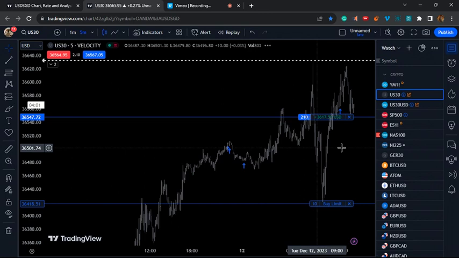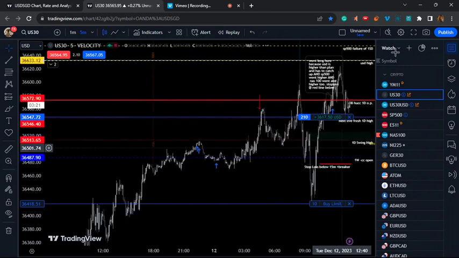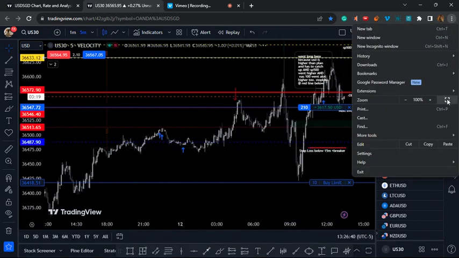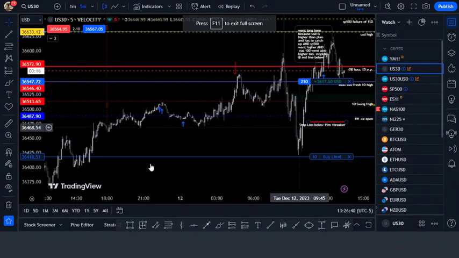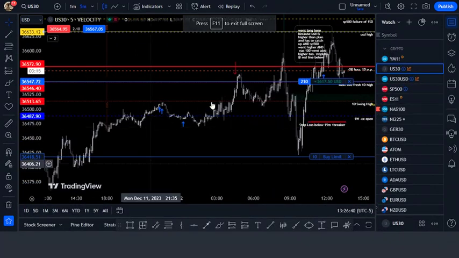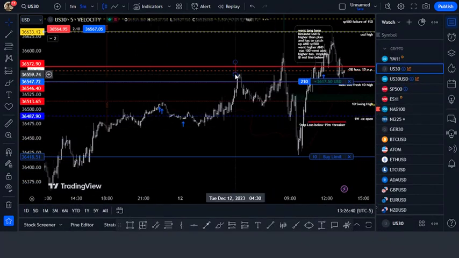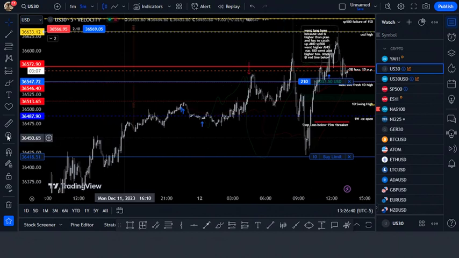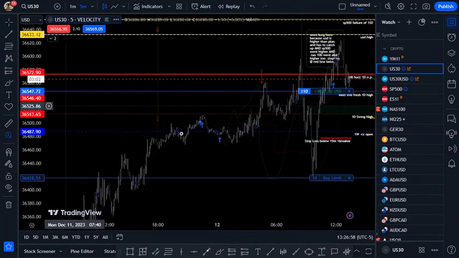Sorry for the background noise. Right here, the reason why I got in right here, now I actually got out right here, but it didn't show the execution. That's why I have a red arrow right there. But look at this. This is the shadow trading I've been telling you about.